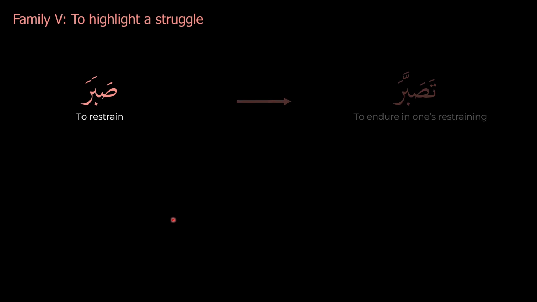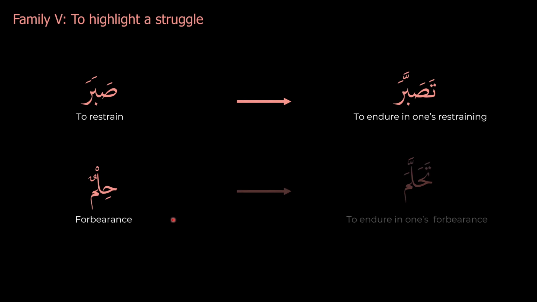So let's move on to the next meaning, which is to highlight a struggle. So, for example, if we have sabara, which is to restrain, then if we put this into family number 5, it becomes tasabbara, which is to endure in one's restraining, right? So it's highlighting the struggle of going through that action. Same thing with hilmun, which is forbearance. And then if we put this into family number 5, it becomes tahallama, which is to endure in one's forbearance, right? So it's essentially taking the base meaning and highlighting the struggle in that action.